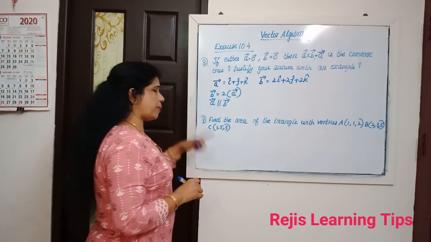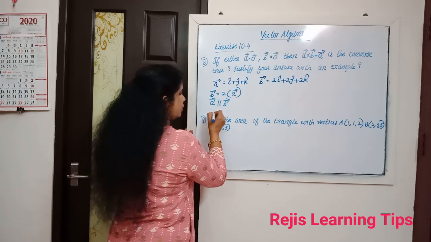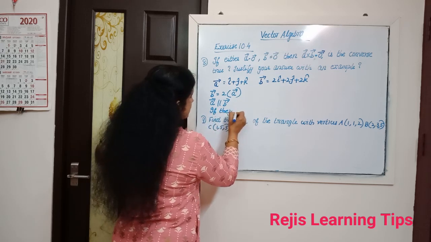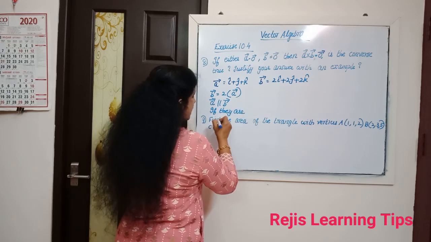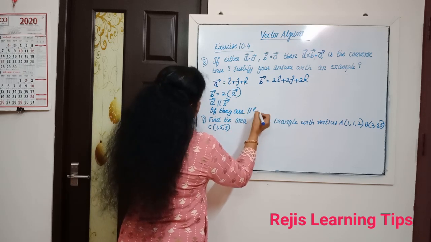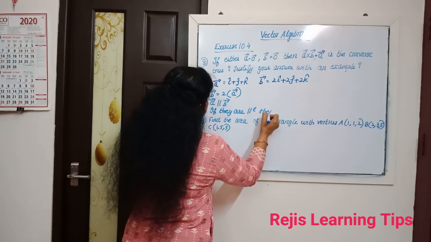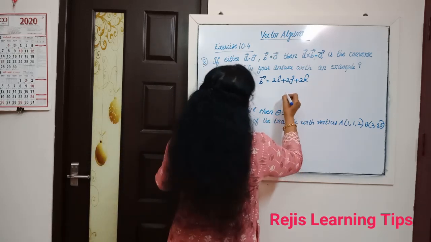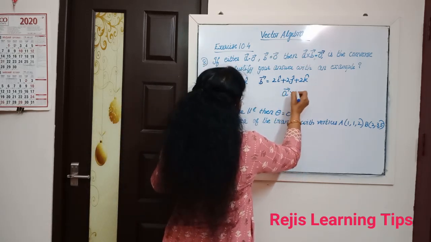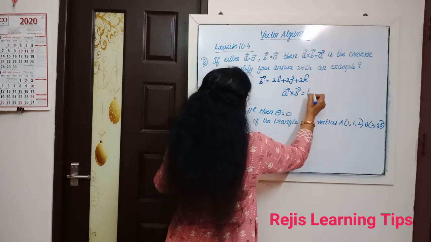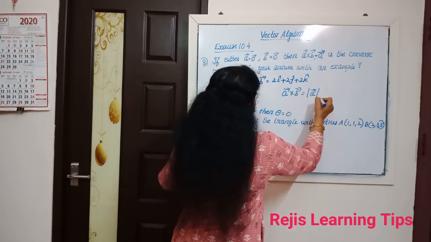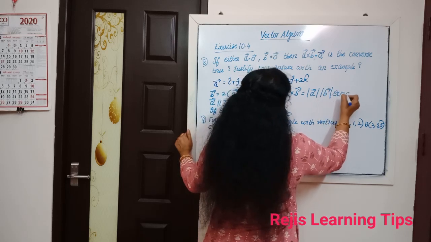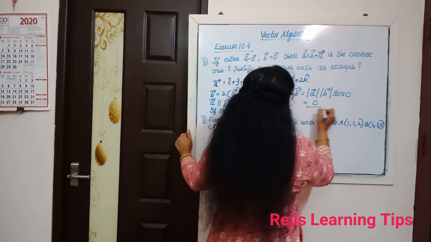If vector A and vector B are parallel, then theta is equal to 0. So vector A cross vector B is equal to modulus of vector A, modulus of vector B, sin 0, that is equal to 0. Understood?